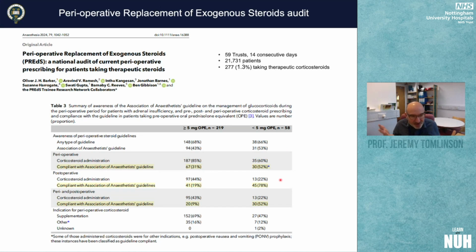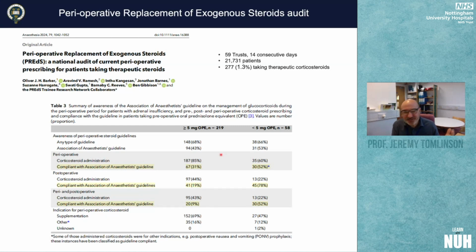Other issues that came out of this were awareness, and that's a problem that isn't restricted to anaesthetists. Making people aware of guidelines is important. If people aren't aware of them, they're not going to read them. Once you make people aware of them, it's about reading them. And there are lots of reasons why people may not have been following guidance, and perhaps we'll be able to discuss some of those.